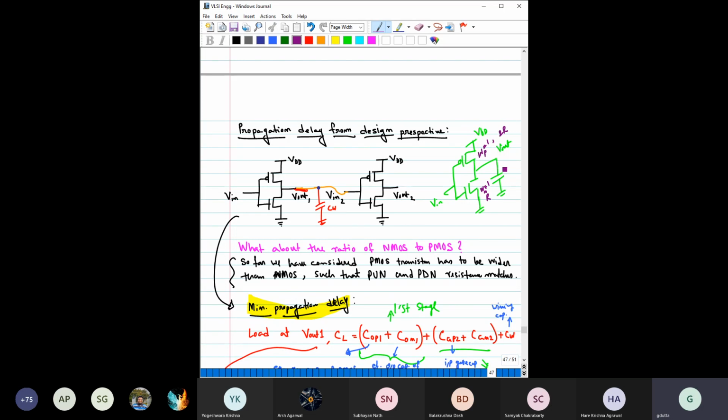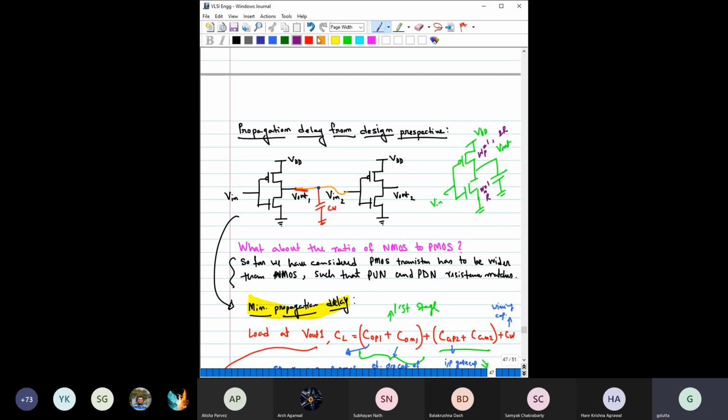But my criterion is that I should get symmetrical charging and discharging time. That means the charging time and discharging time should be the same. So considering that, you tell me what should be the widths of this PMOS and NMOS so that you can achieve that. It's a very simple question. WP equals 1, WN equals 2.